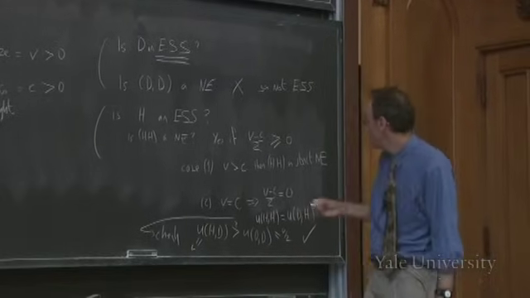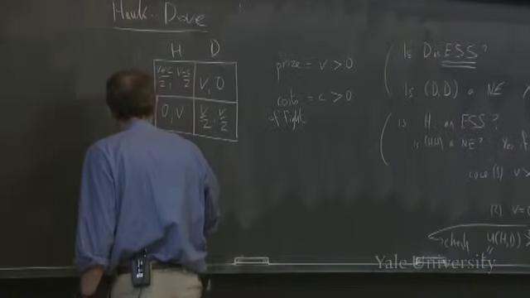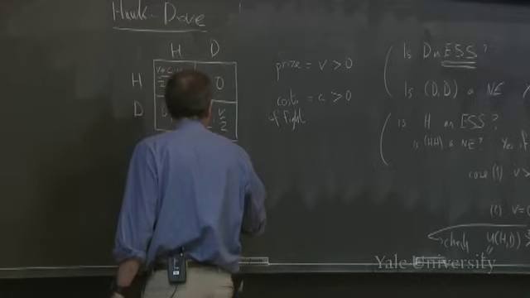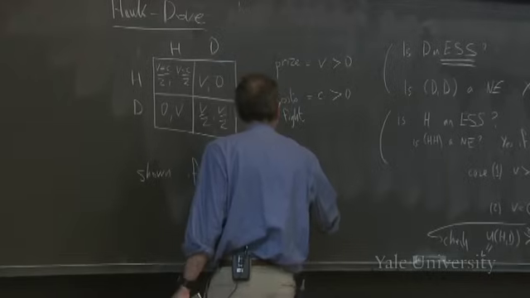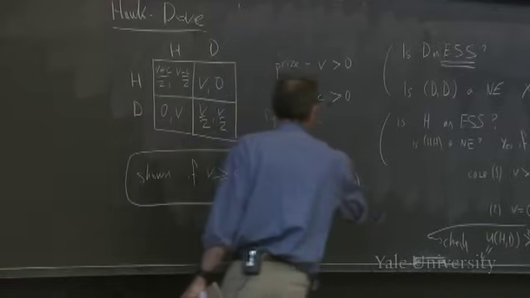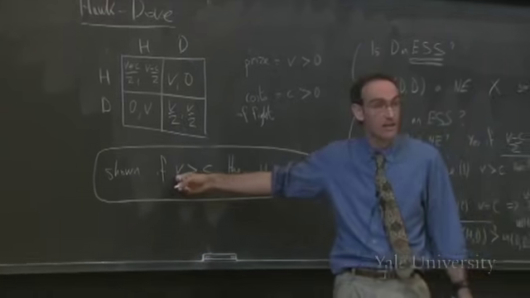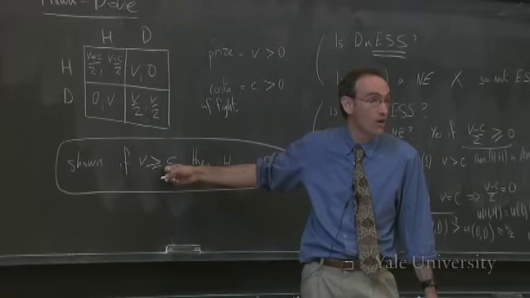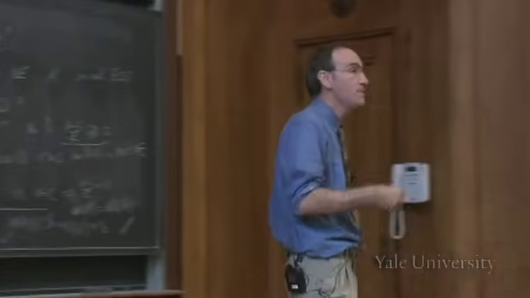So what have we shown? Let's just draw it over here. We've shown that if V is at least as big as C, then H is an evolutionary stable strategy. So in this game, in this setting in nature, if the size of the prize to winning the fight is bigger than the costs that would occur if there is a fight, then it can occur that all the animals in this species are going to fight in an evolutionary stable setting.